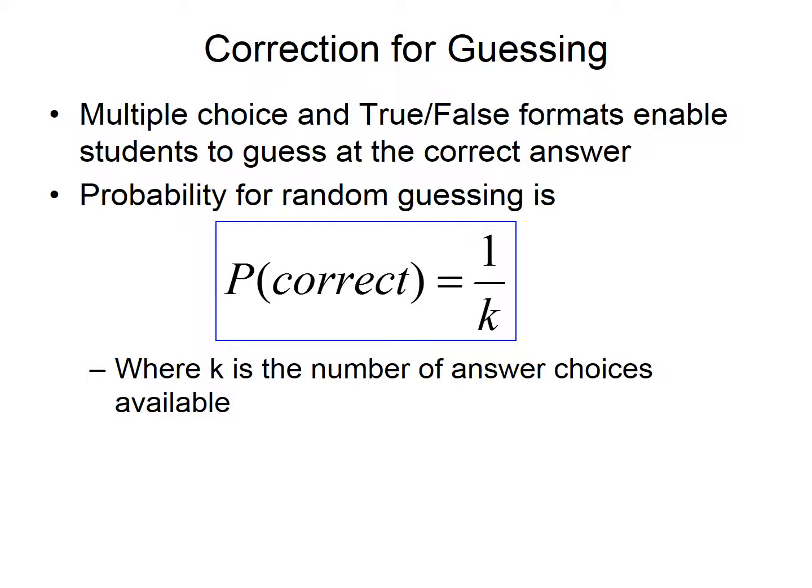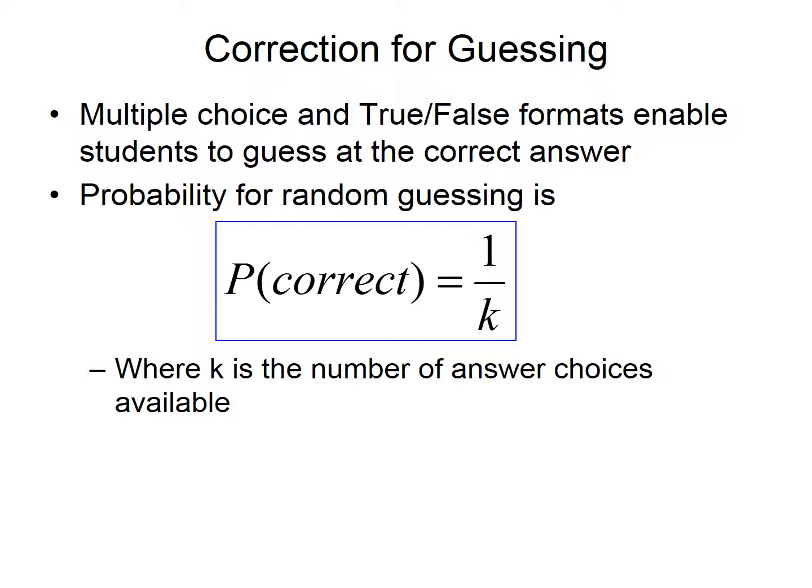We covered a few quick equations, and I just want to hit them again because you may be called upon to use them in the test. So correction for guessing is an equation where we're looking at a couple of things. The first thing we need to figure out is the probability of guessing. The probability of getting something correct simply through guessing is 1 divided by k, where k is the number of answer choices.